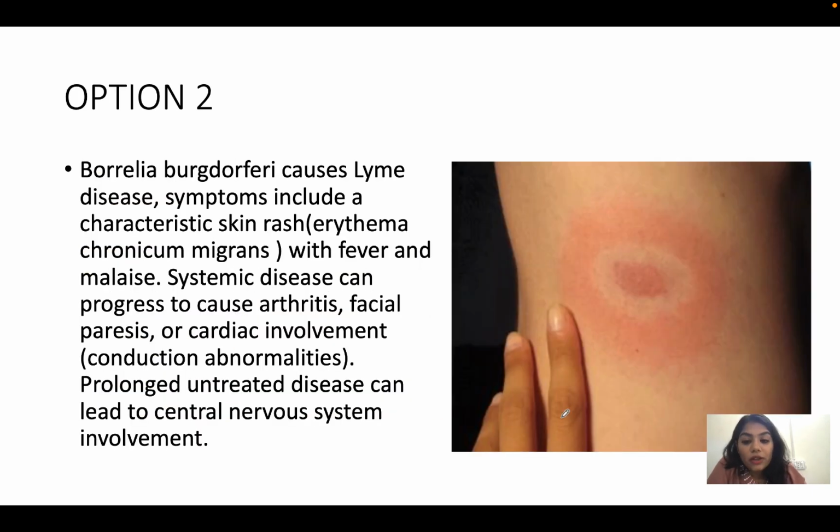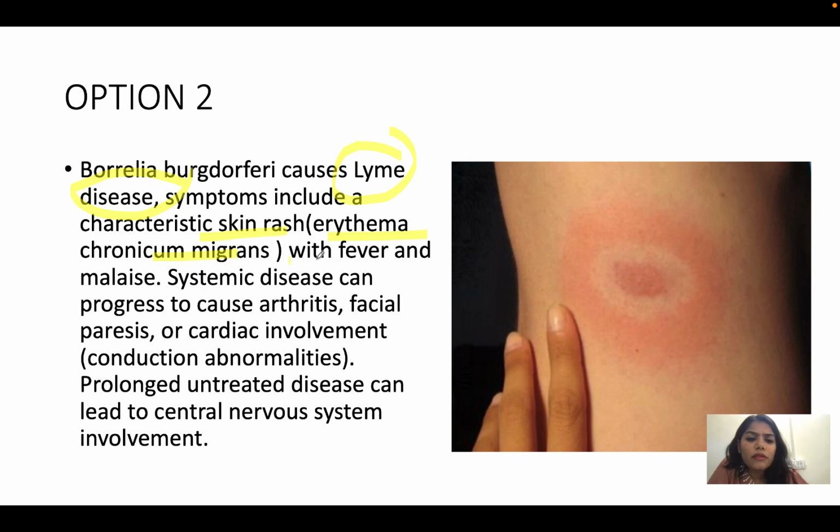So moving to the second option in the question was Borrelia burgdorferi. So Borrelia burgdorferi causes what? It causes Lyme disease. So Lyme disease is a disease in which there is characteristic skin rash that you see here in the image. It is called erythema chronicum migrans. So it is an annular skin rash. You see there are annular macules. The central macule, and then a surrounding area which is hypopigmented, and then there is another erythematous macule. So this is erythema chronicum migrans.